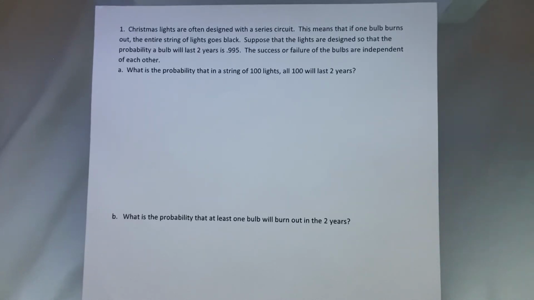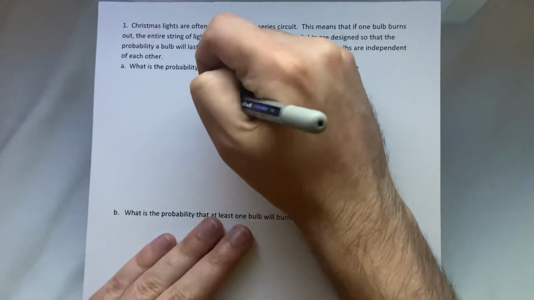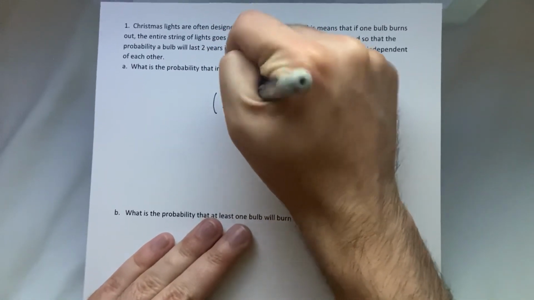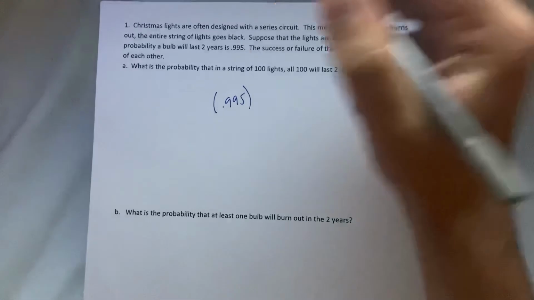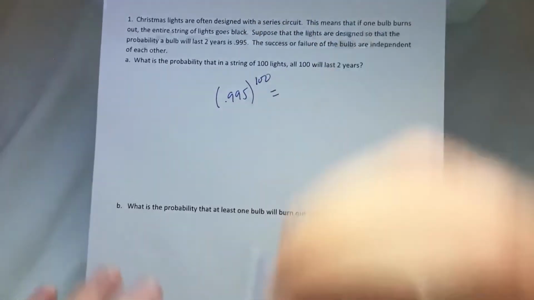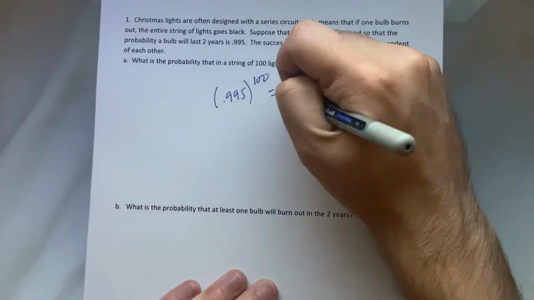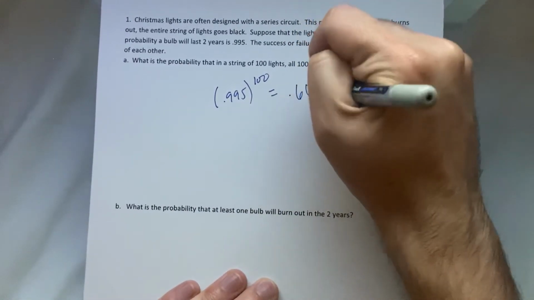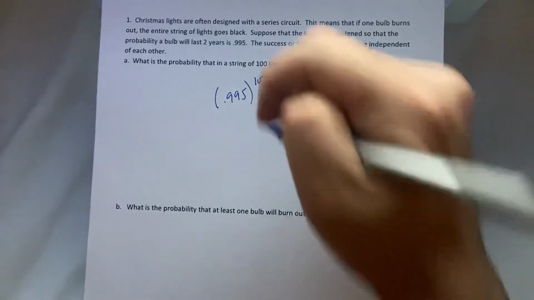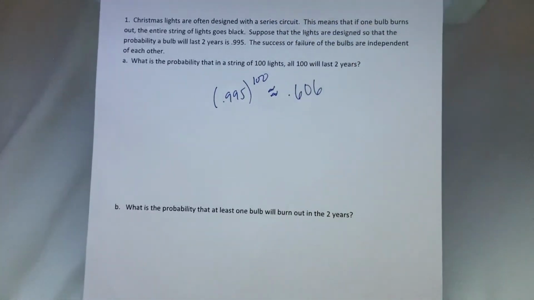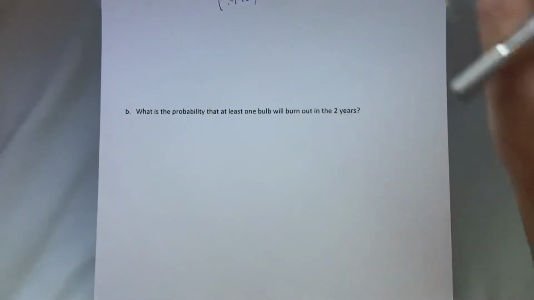What is the probability that in a string of 100 lights, all 100 will last 2 years? Well, the chances that any one will last 2 years is 0.995. And how many different bulbs do we need to do this? 100. So that is 0.995 to the 100th power. 0.6058, 0.606, approximately.